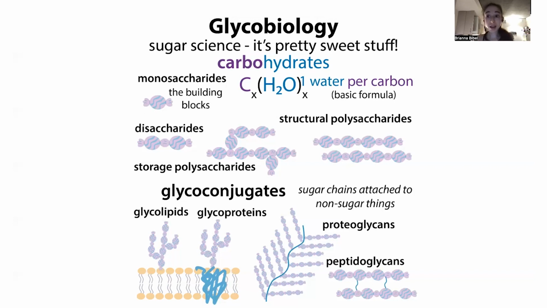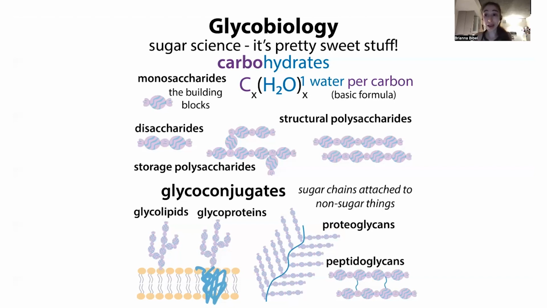These can then link up to form all sorts of different things that can serve structural roles, such as the starch in plants, or storage of energy, such as glycogen, where we store all that glucose in our bodies, so that we can then chew off glucose when we want energy. And that's just part of it.